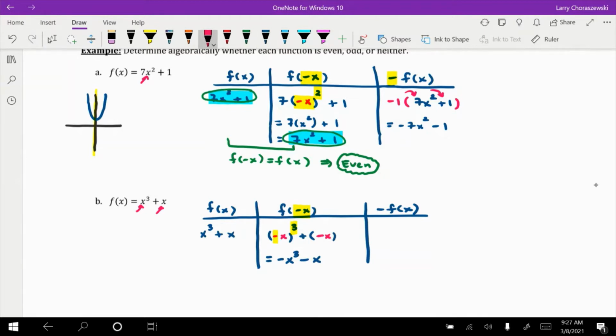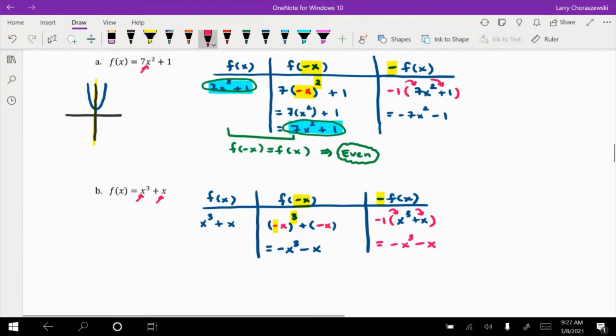For the third column, the opposite of f of x asks us to distribute negative 1 to the expression x cubed plus x. And when you distribute it, you're going to get negative x cubed minus x.